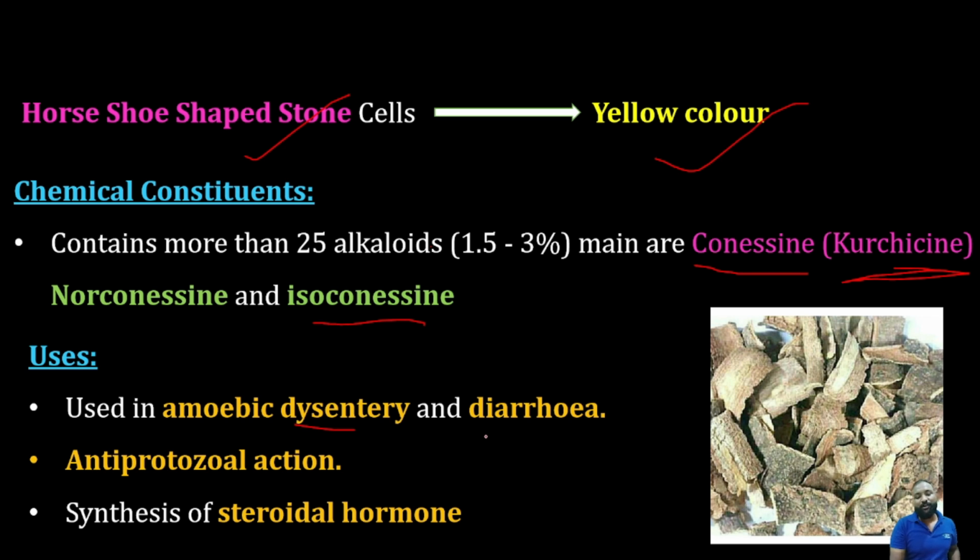So it is used in the treatment of diarrhea, with anti-protozoal action and synthesis of steroidal hormones, because it is a steroidal alkaloid. Holarrhena dysenterica: the name itself, the source itself, says it reduces dysentery. So that treats diarrhea, has anti-protozoal action, and is used in the synthesis of steroidal hormones, because of the steroidal nucleus. So this is about Kurchi bark.